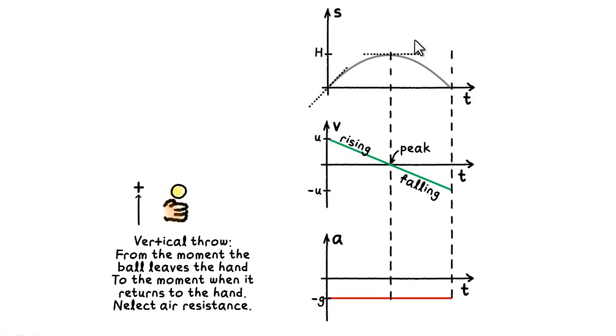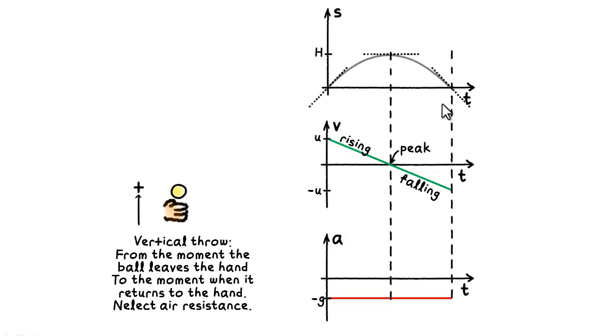Once past the peak, the gradient becomes negative, and it becomes more and more negative until the most negative right at the end. This of course matches with the velocity becoming negative and becoming more and more negative.